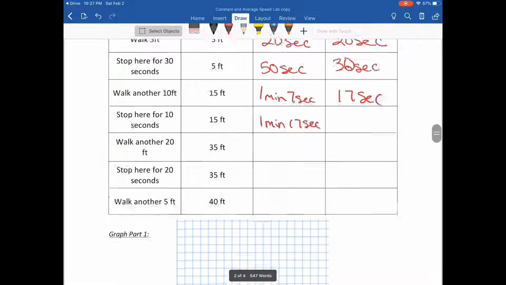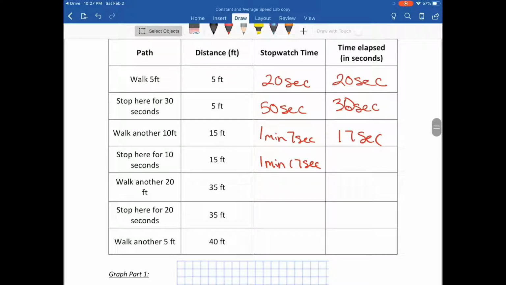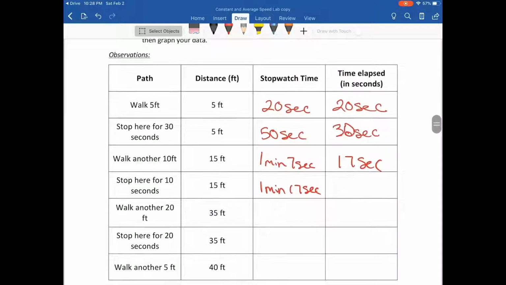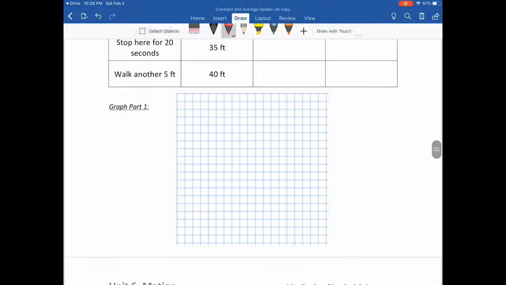When you do the graph, you are going to graph the distance with the overall time, with your stopwatch time, because that'll help you get a good idea of what it should look like, because you walked and timed continuously and you didn't stop, reset, and then walk it again for 17 seconds. So your graph should end up looking something like that.